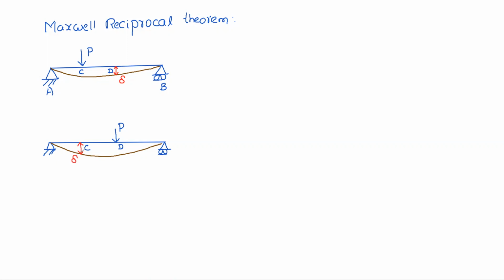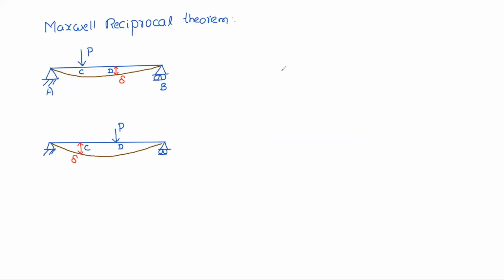That means in system 1, load is applied at C and displacement we are measuring at D. In system 2, if you shift the load from C to D, then obviously the displacement at C will be delta. So this is the Maxwell reciprocal theorem actually. If you interchange the load position, then obviously the displacement will be the same as the previous one.